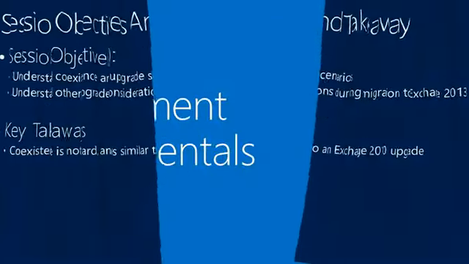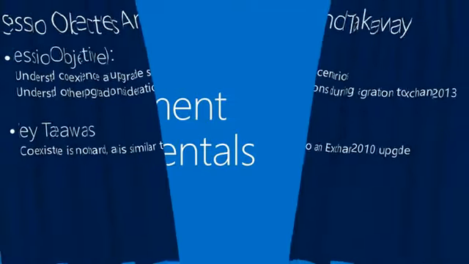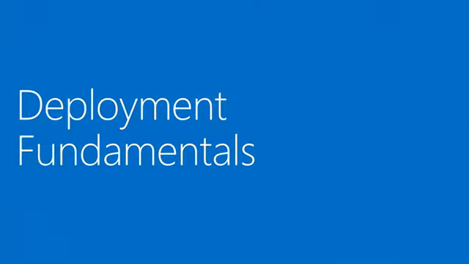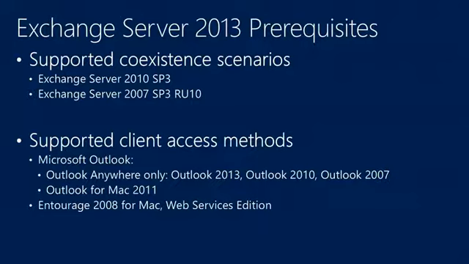So let's start with the deployment fundamentals. Let's take the curtains back on those. All right. Now, let's talk about the coexistence scenarios. I've already said what they are. We only support coexistence with 2013 if you're running 2007 and 2010, and then there are some updates that you have to be running for both of those versions in order to deploy 2013 in your environment. And again, we're going to talk about that.